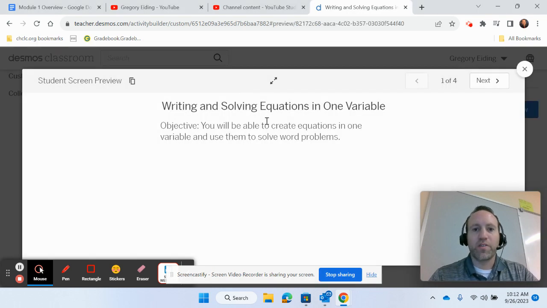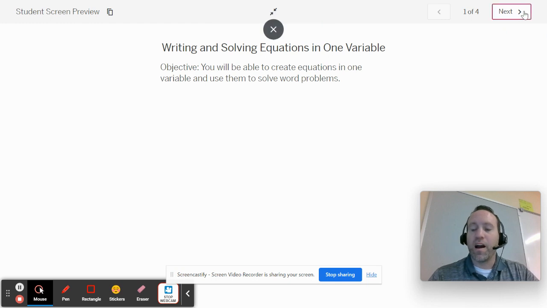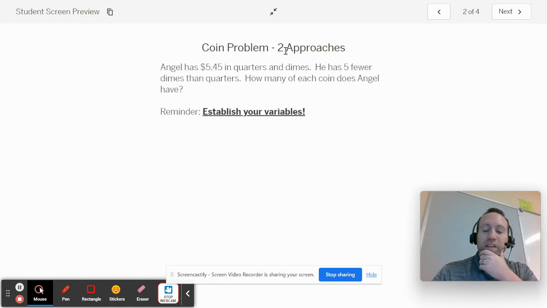Hi, everyone. Okay, so in this lesson, we're essentially going to be dealing with word problems and solving them. And I'm going to focus mostly on the setup because we've already learned how to solve. This coin problem, we could have two approaches, but let's go ahead and just read through it and then I'll talk a little more. So Angel has $5.45 in quarters and dimes.